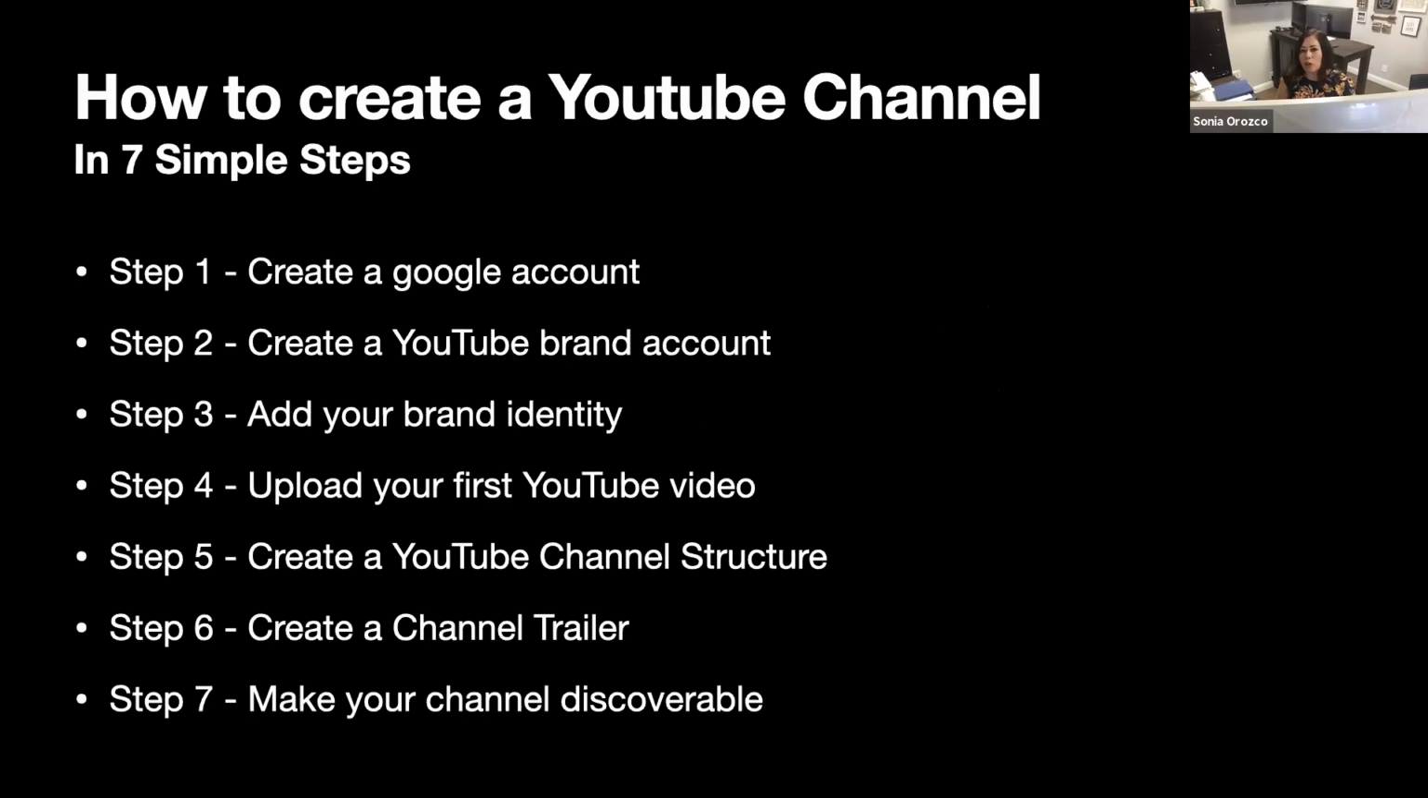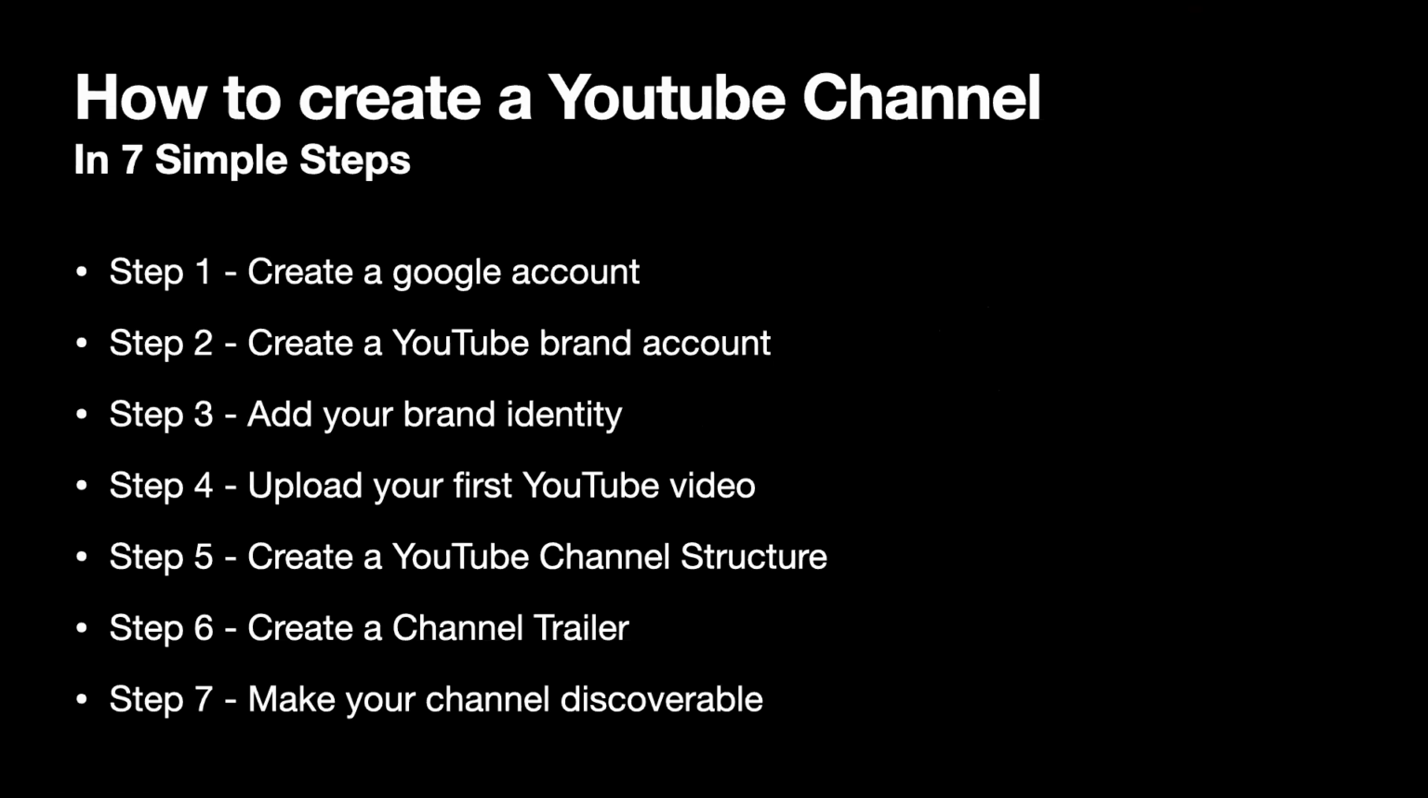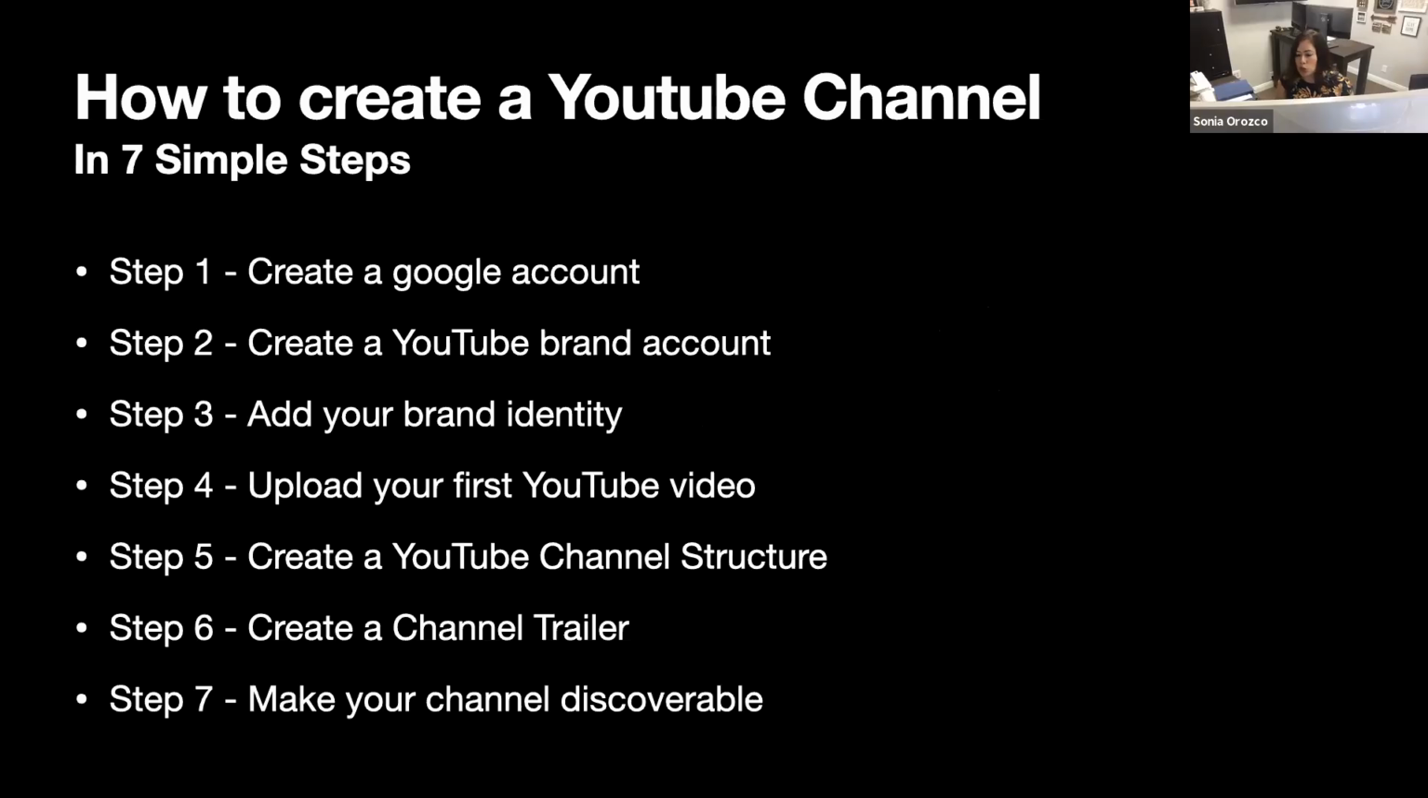Okay, so how to create a YouTube channel in 7 simple steps. I try to make it as simple as possible, so you guys don't feel overwhelmed. It's very easy to follow. So step number 1, and I'm going to go into each one in depth, but right now, just as an overview. Step 1, create a Google account. Step 2, create a YouTube brand account, and I'll explain that to you. Step 3, add your brand identity. Step 4, upload your first YouTube video. Step 5, create a YouTube channel structure. Step 6, create a channel trailer. And step 7, make your channel discoverable. Okay, so those are the 7 steps to get your channel started.